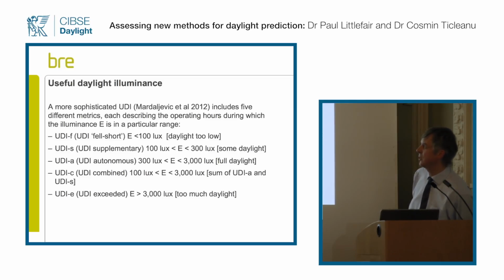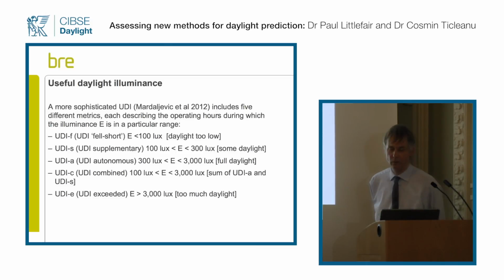So you have different categories of UDI. You have UDI F, which is UDI fell short, where the daylight's too low. And then you have UDI S, where the daylight's quite low, but it's probably enough to do something. And then you have UDI A, which stands for UDI autonomous, like daylight autonomy, where the daylight is really enough to be used as a sole illuminant. And then you have UDI E, where the daylight's too much. So you've got too high levels.